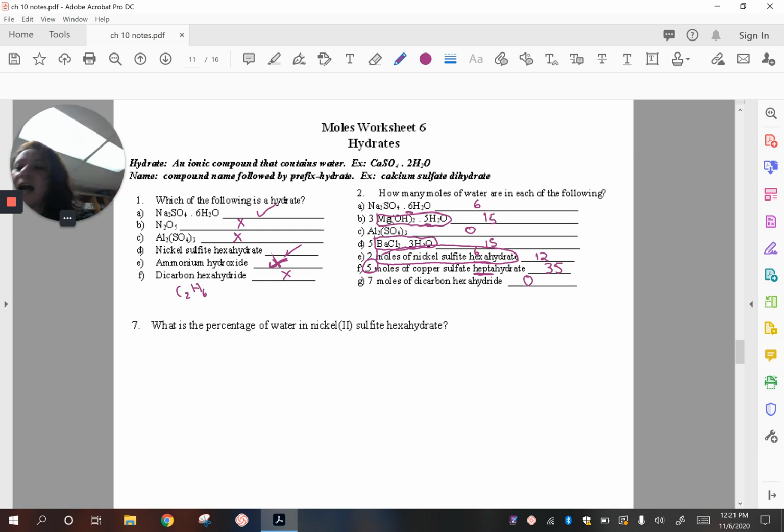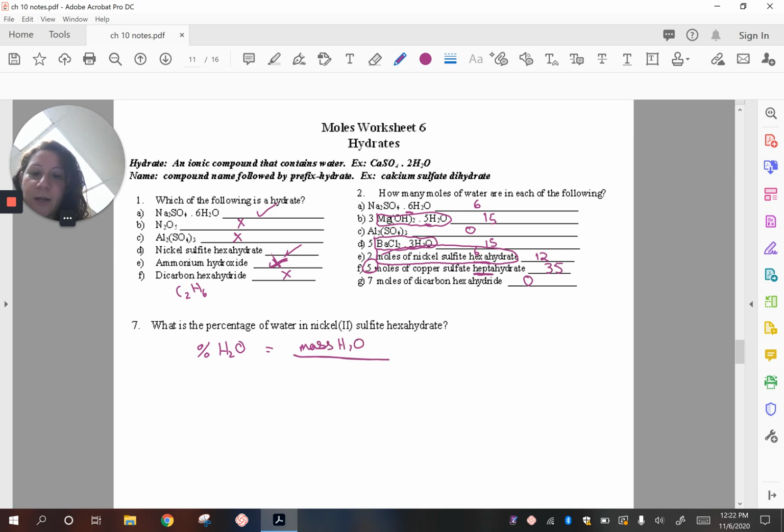Okay, let's move down to number 7 in our worksheet. We'll do this one together. It says, what is the percentage of water in nickel 2 sulfite hexahydrate? So we want percent of water. We learned about percent composition. We said percent of anything is going to be its mass divided by the total times 100%. So percent of water is going to be the mass of the water over the total mass, and then times 100%.